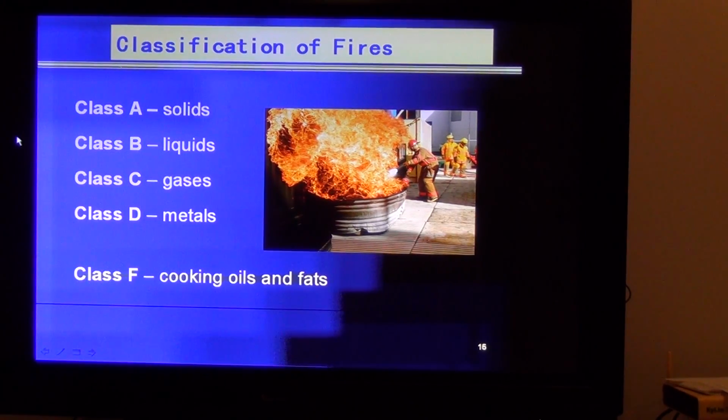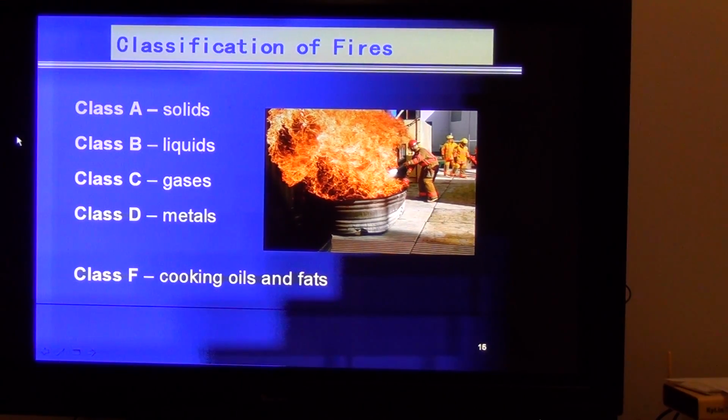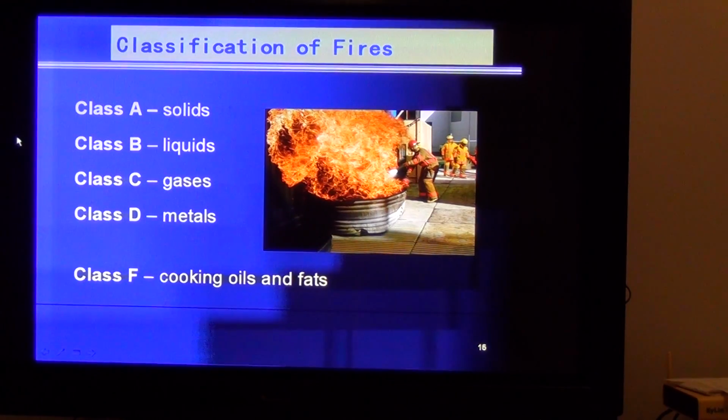So based on the different material, it means the fuel, we classify the fires into the following categories. Class A is solids. Class B is liquids. Class C is gases. Class D, the metals. Class F, and sometimes we call it Class K, is for the cooking oil and the fats. This is totally the 5 different categories of the fires.